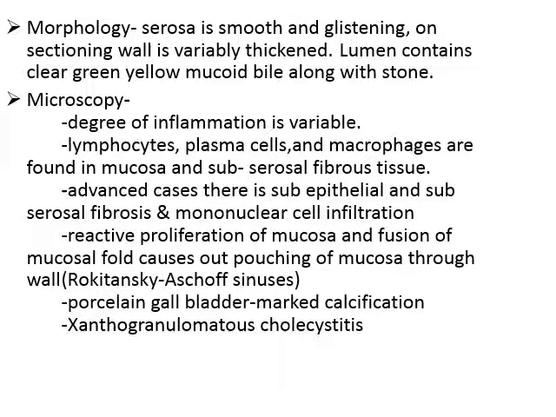Gallbladder may be porcelain gallbladder, and it is associated with marked calcification, and it is a precursor of carcinoma of gallbladder. Xanthogranulomatous cholecystitis, where you can get formation of xanthoma, cholesterol crystals with macrophages, and this is also a category of chronic cholecystitis.